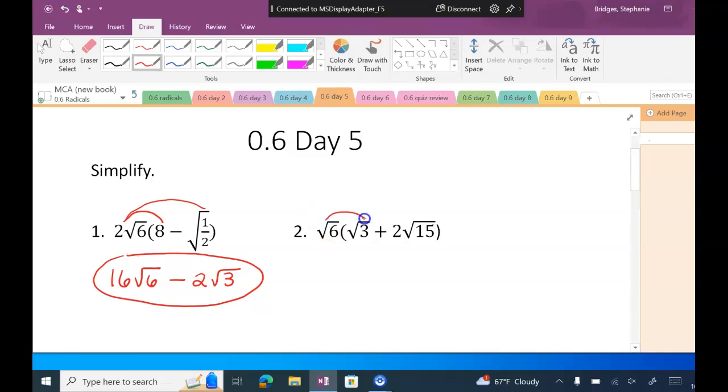When I multiply the square root of 6 times the square root of 3, I get the square root of 18, yep. And then I multiply the square root of 6 times 2 square roots of 15. That's going to give me 2 square roots of 90. But we have to try to simplify. So start with 18. Is 18 a perfect square? No. Is there a perfect square that divides into 18? Yes, the 9. So we're going to split that apart.